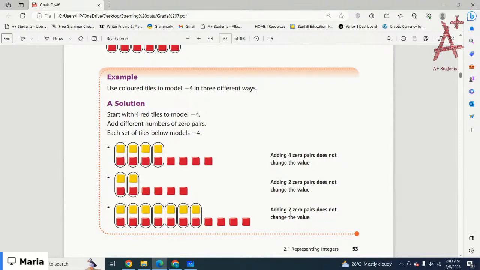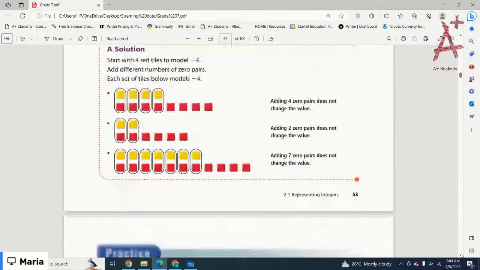So negative 4, you have to represent negative 4 three ways. You have to make 4 red tiles. Then you have to make the pair of yellow tiles, so that the other red tiles represent the negative tiles, right? So you can see here 1, 2, 3, 4. This represents the negative 4. Then 1, 2, 3, 4. This represents the negative 4. Then here you have 1, 2, 3, 4. That represents the negative 4, right?